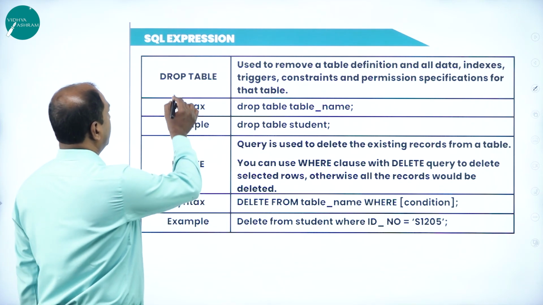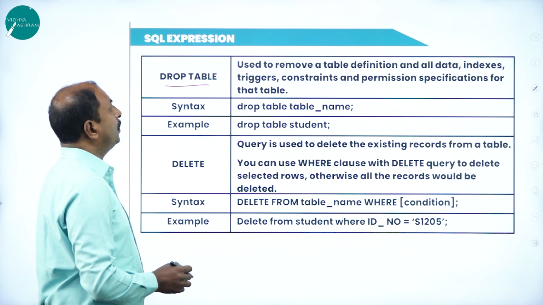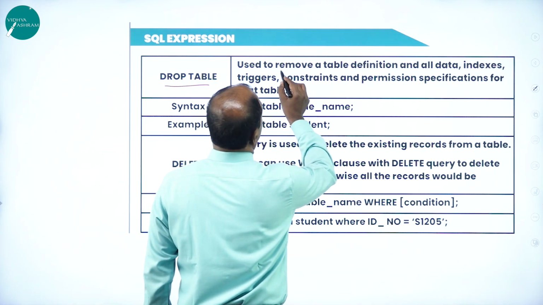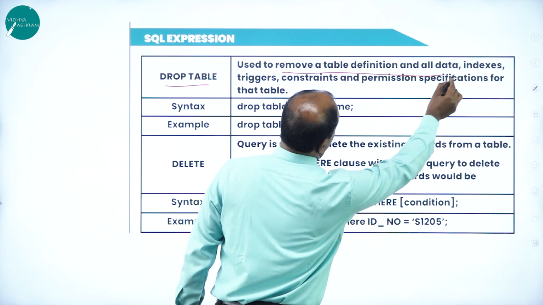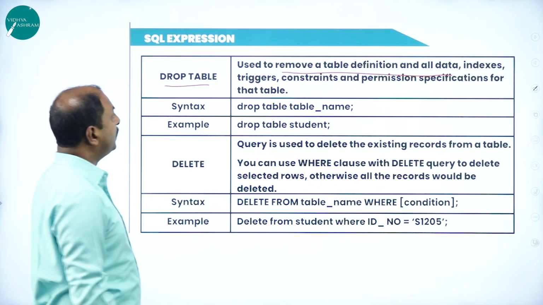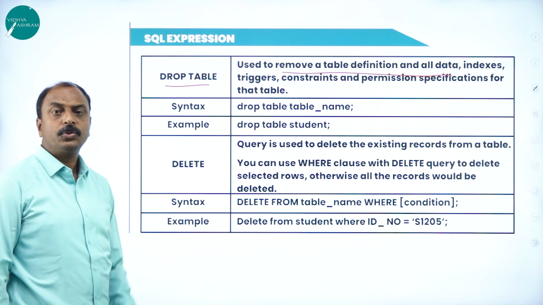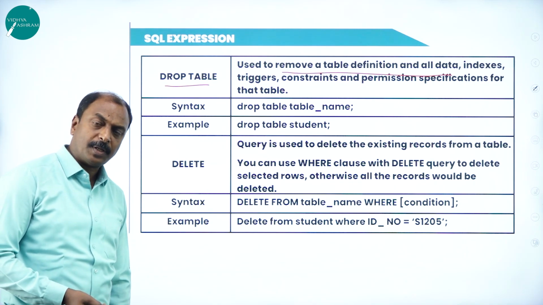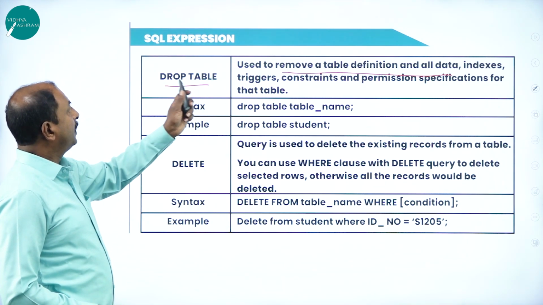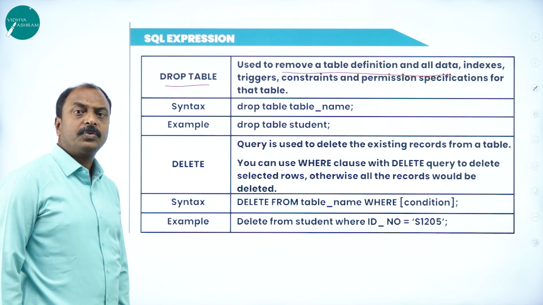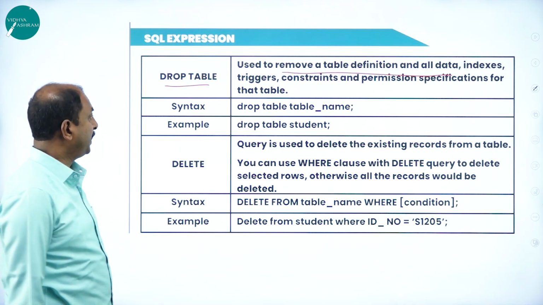Next command is drop table. Drop table is used to remove a table definition and all the data from the database. So we create a table with the help of the create command, and drop is the command to remove the table from the database.